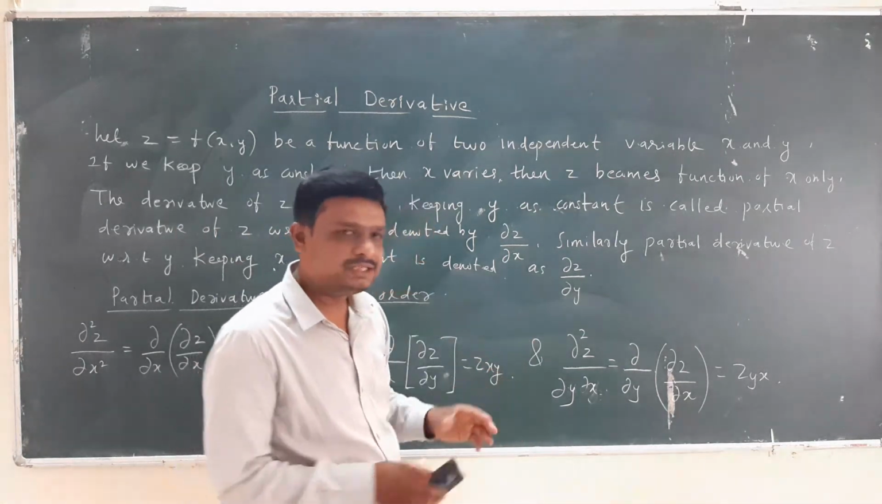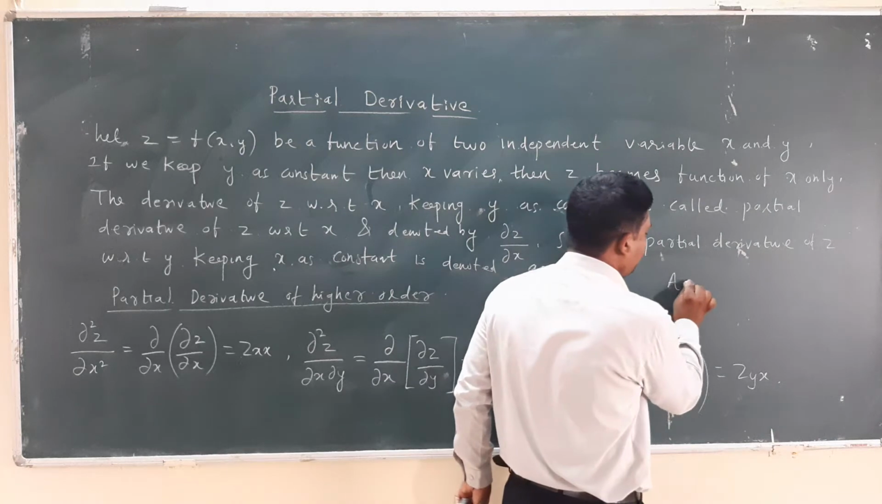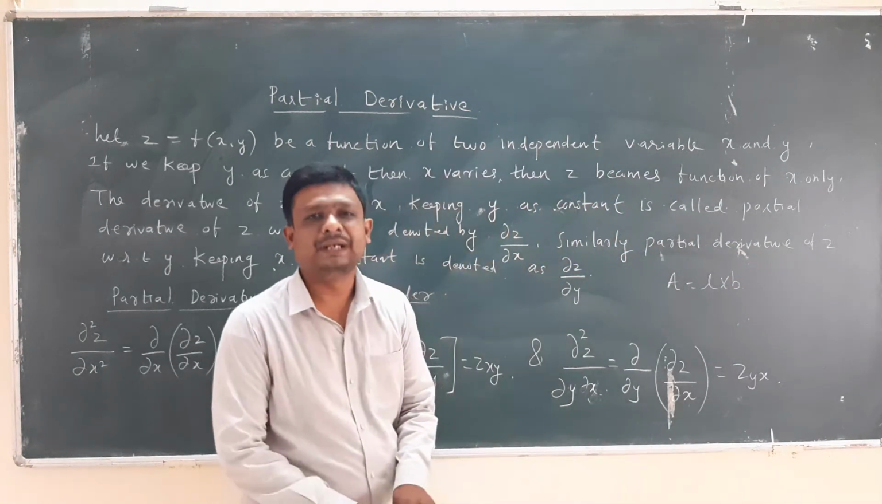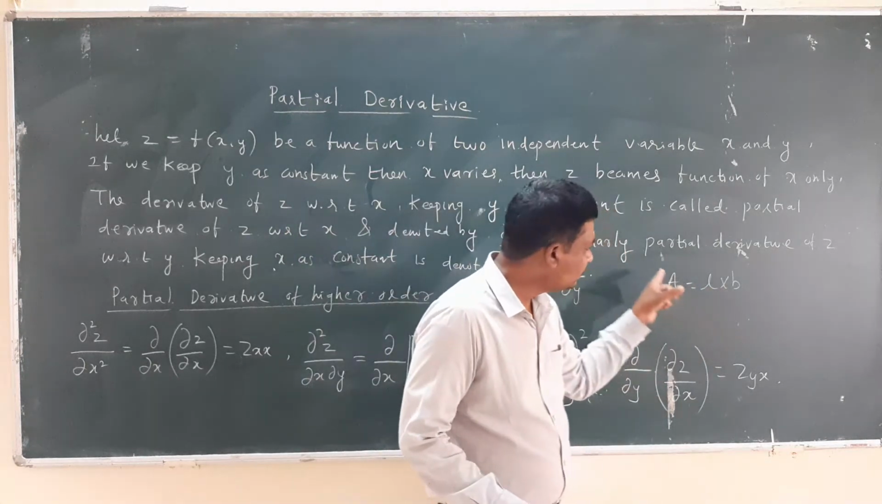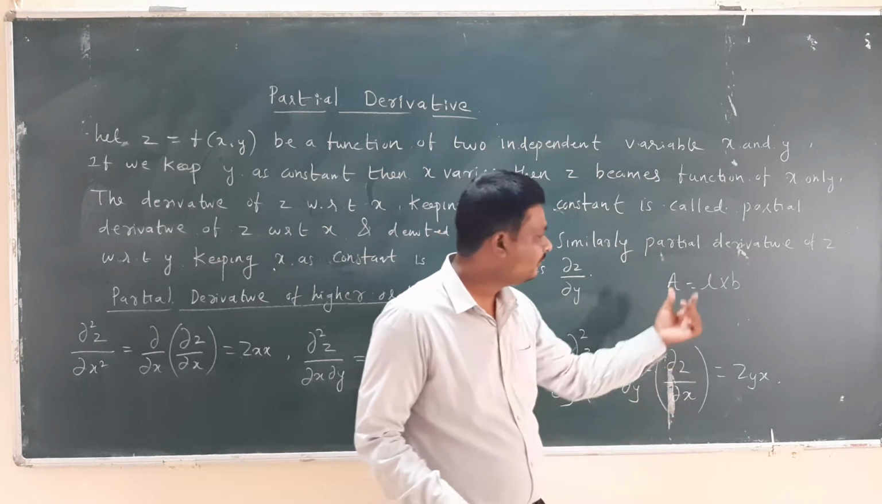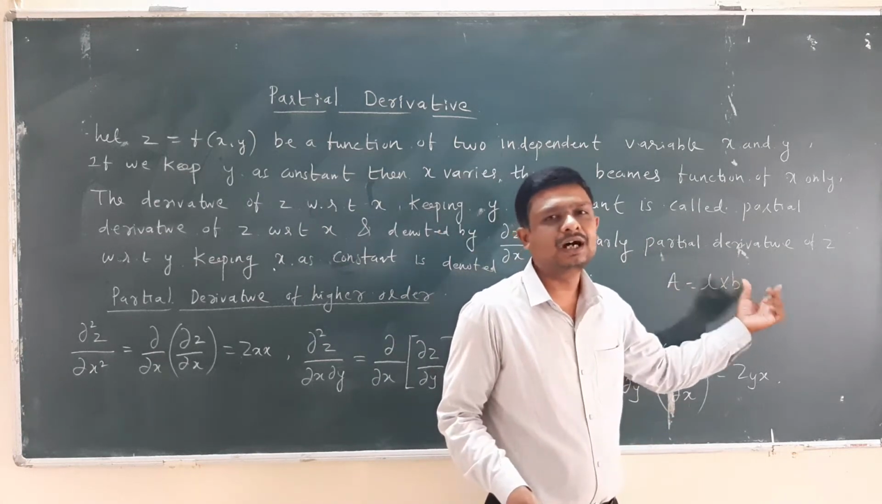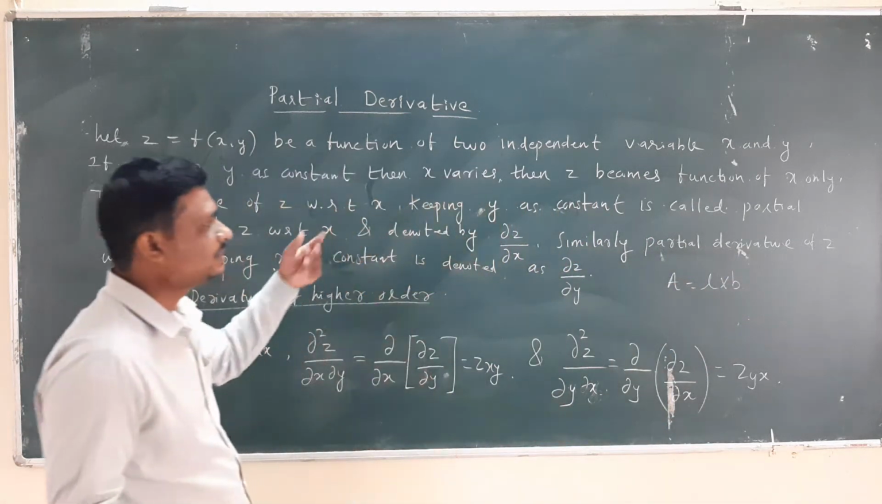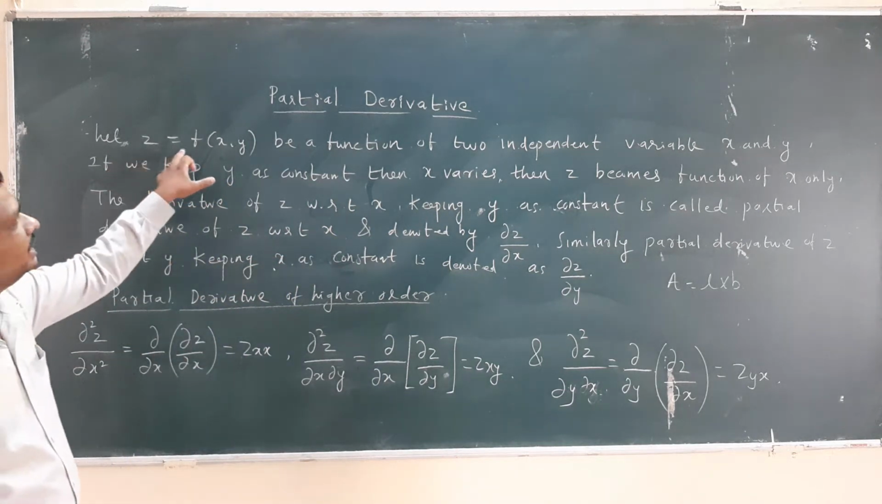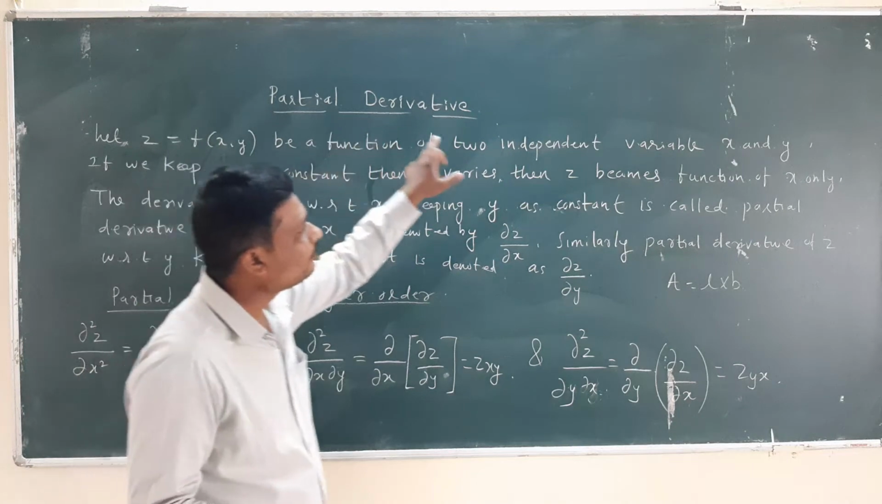For example, consider the area of a rectangle, which is equal to length into breadth. Here we can see the area of the rectangle depends upon two variables: the first one is length and the second one is breadth. So let us see the definition of partial derivative. Let us consider z is a function of x and y.